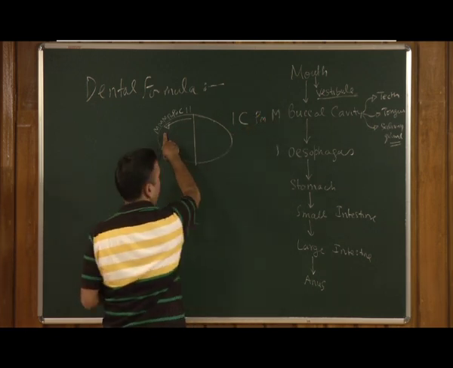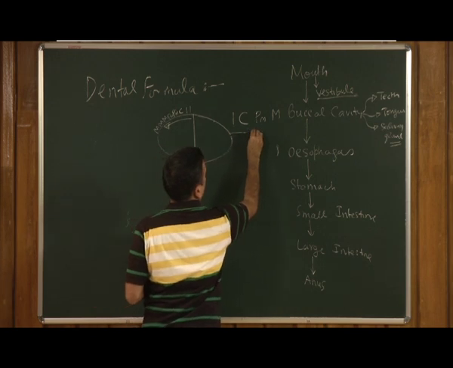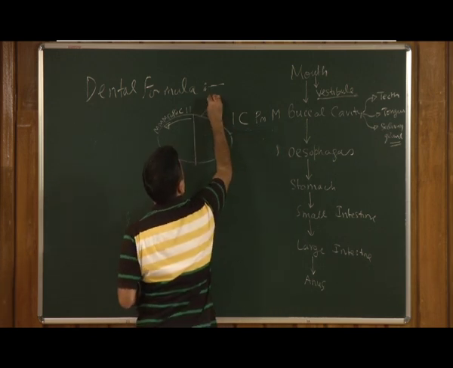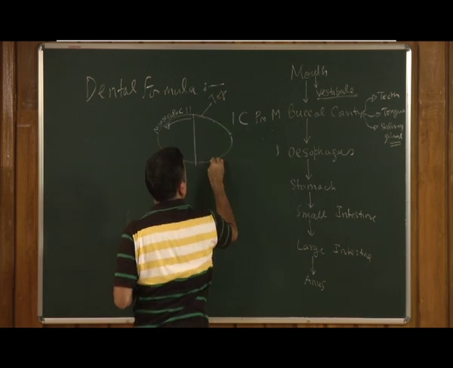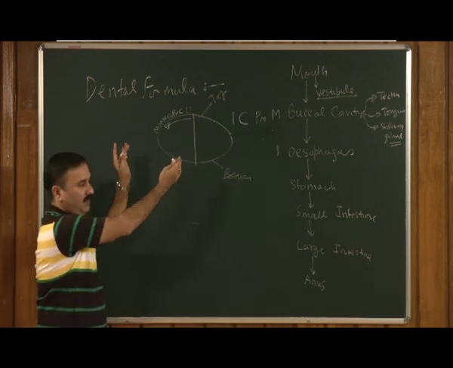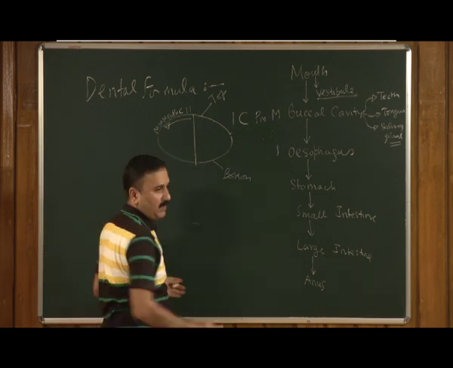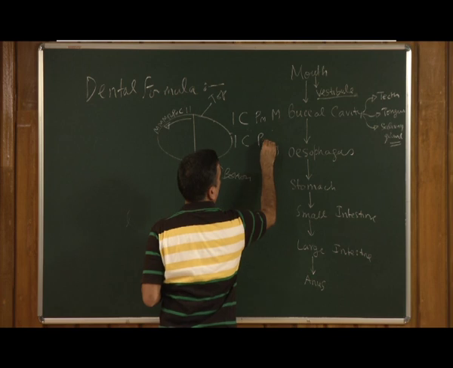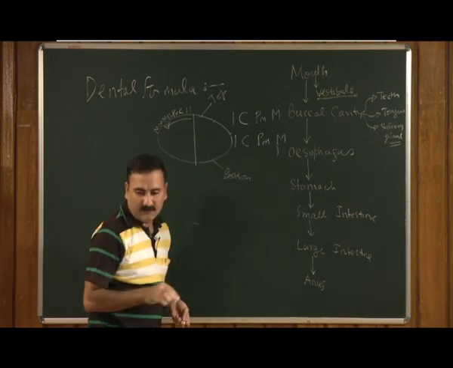This is for the top jaw. This is the top portion and this is the bottom, and then you see the arrangement in the lower jaw as well, and you write it exactly the same way. So, let us see an example.